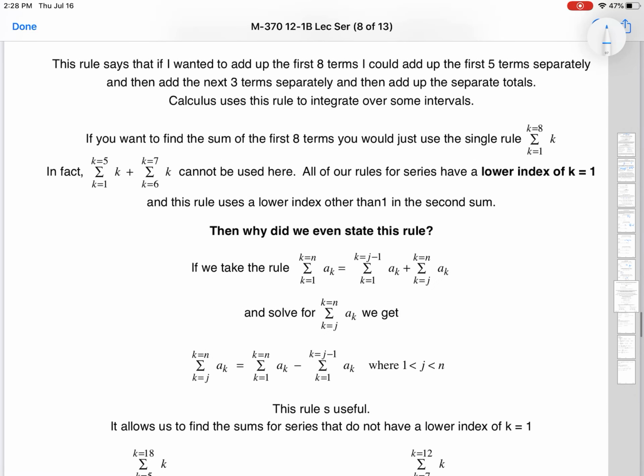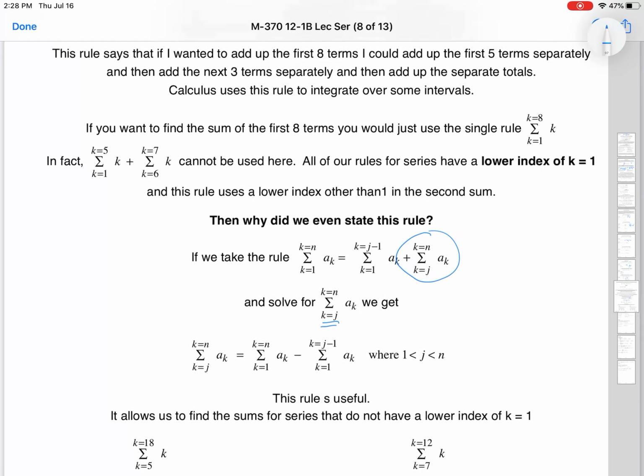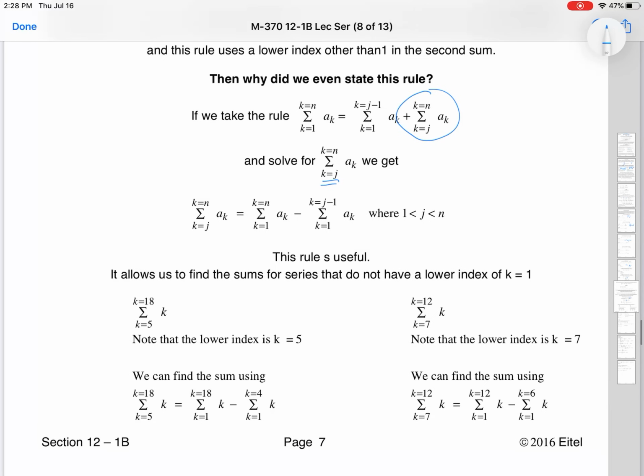Okay, so why do we even state this rule? If we take the rule and split it out like that and solve for this jk thing, it shows you how you can get the sum if we don't start at 1, because that's the big question. What if we don't start at 1? The whole reason to teach you this is to show you what to do when you don't start at 1. It also shows you some other consequences that happen in calculus, so they'll draw upon it when needed.